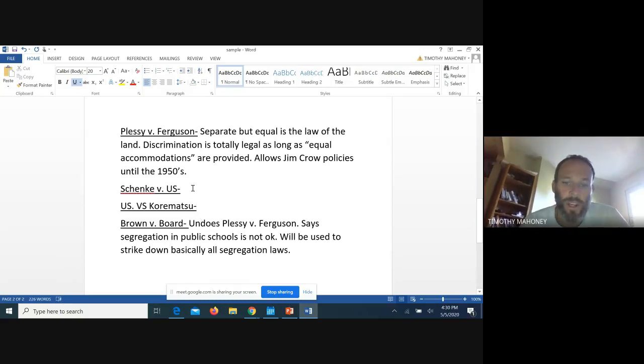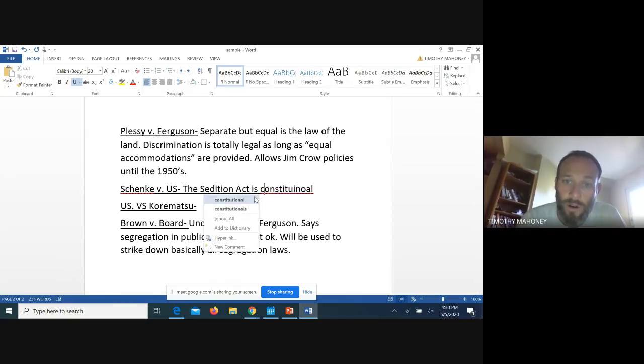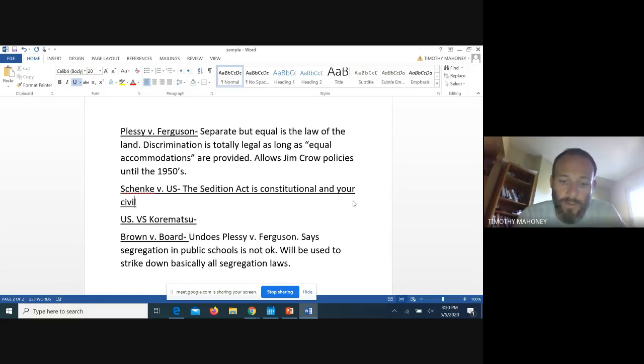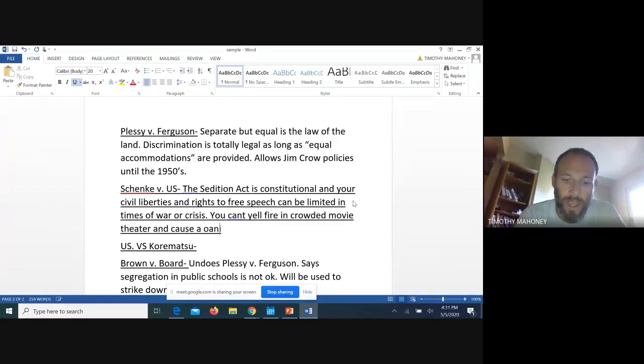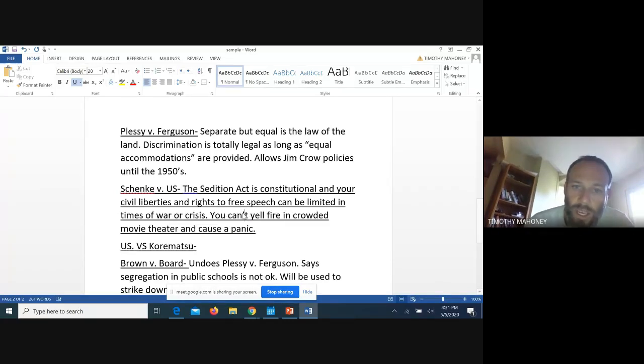Both on the same topic. Schenck v. U.S.: the Sedition Act is constitutional, and your civil liberties and rights to free speech can be limited in times of war or crisis. You can't yell fire in a crowded movie theater and cause a panic. You can't say whatever you want. The government has the right to limit what you say at certain times.